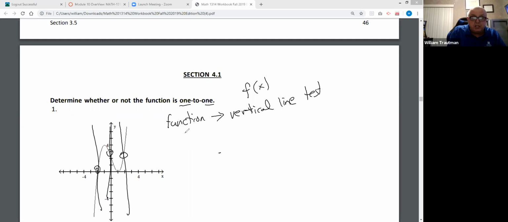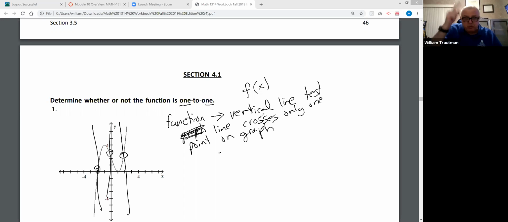Vertical line test: the line crosses only one point on the graph. When you draw a vertical line, and you can draw as many as you want, if it can only cross one point on the graph, then it is a function.